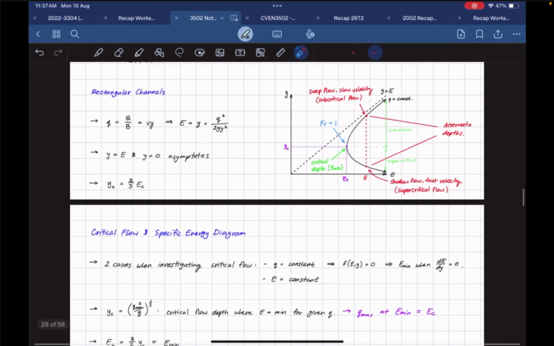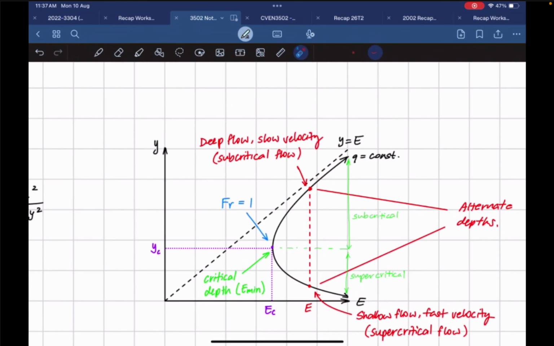Okay, so this is the specific energy graph, right? Let's say we have a specific energy up here. Specific energy is on the x-axis, right? So if it's greater than EC, cool. No flow transition, it's all good. However, if it dips below, so if it goes this way, your flow is going to transition.